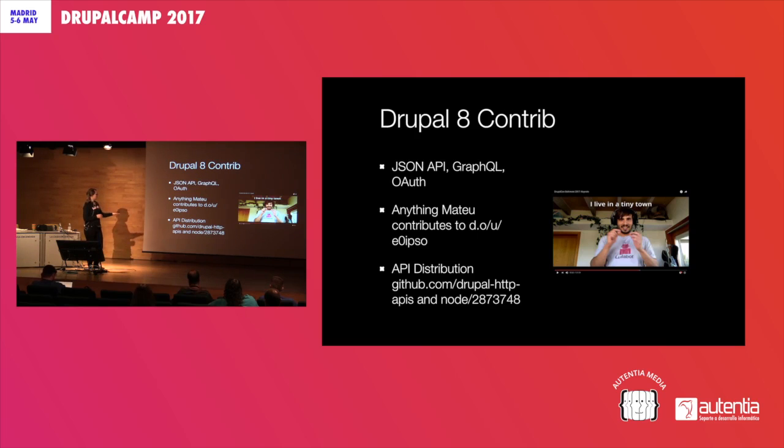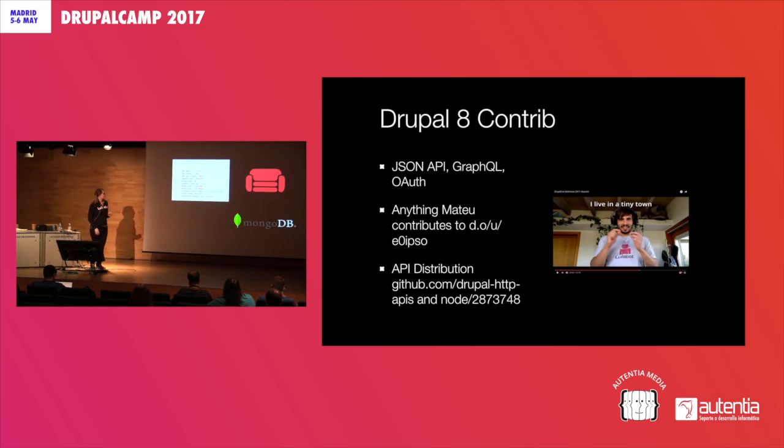Also, one thing that's just started being worked on is an API distribution of Drupal 8. So you can install Drupal 8 and get all of these great API tools by default, so you'll be ready to go for building your decoupled apps. There's a GitHub, Drupal HTTP APIs. Oh, that's a mouthful. And there's a node on Drupal.org as well. If you want to come and get involved with that, please do. It's very exciting.